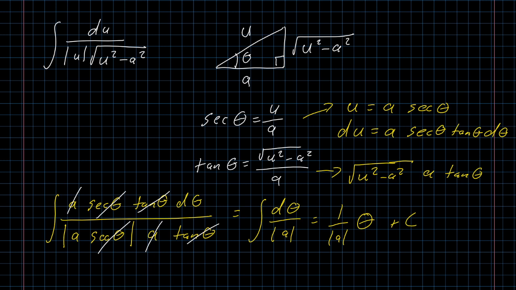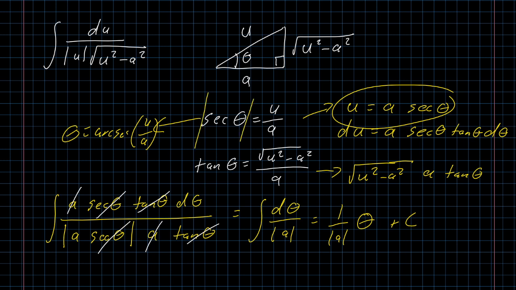And then what is theta? Well, if u is equal to a times the secant of theta, then that means that secant of theta is u over a, which means that theta itself is the arcsecant of u over a. Although I have to be a little bit careful there, because when I substituted this in before, I did have these absolute value bars going on. And so if I want the absolute value of secant of theta, that means that I want the absolute value of u over a. Which is exactly the arcsecant formula that we are accustomed to.